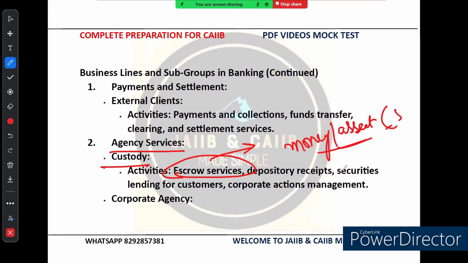The next is securities lending. Here the bank lends out a stock or bond owned by their client to other investors. The next is corporate action management. Basically this involves handling events like stock splits or dividends for a company.